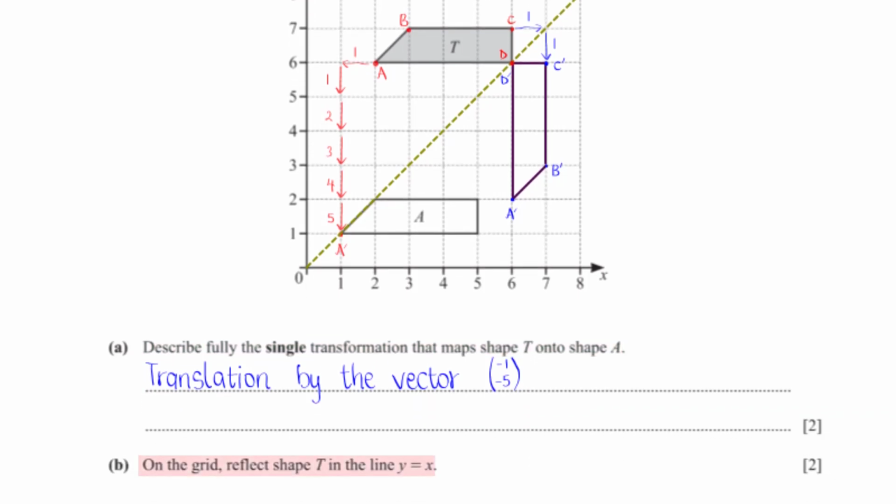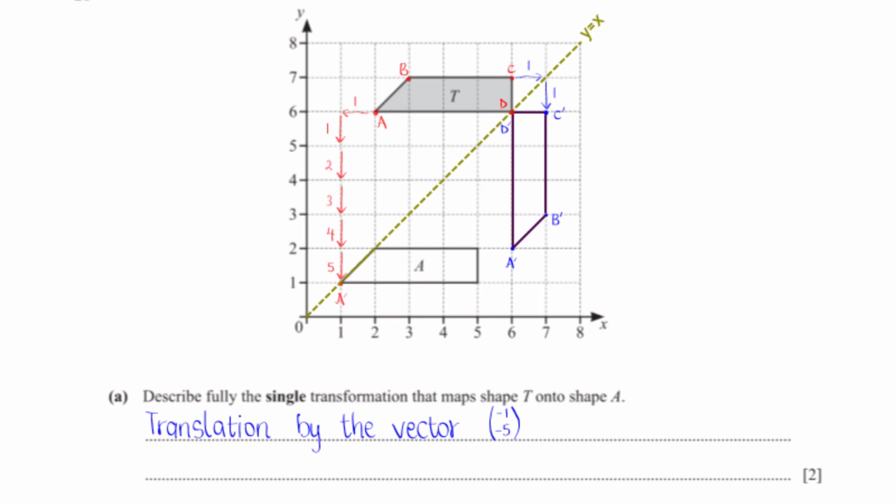On the grid, reflect shape T in the line y is equal to x. So first, we need to draw the line y is equal to x. Point D stays in the same location because it's on the line of reflection. Since we move point C 1 unit to the right to touch the line of reflection, we need to also move 1 unit downward to pin the new position of point C.